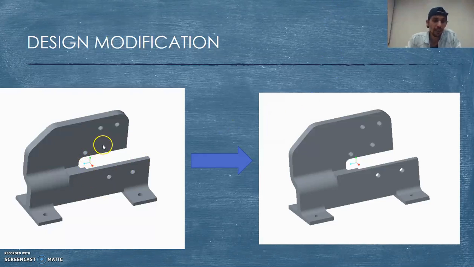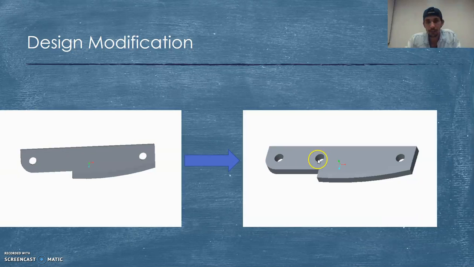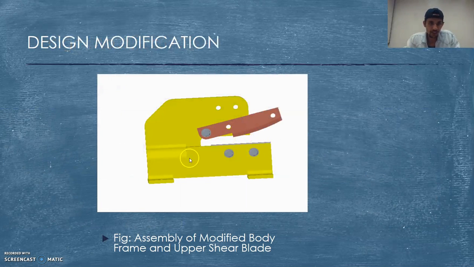The original product was able to cut sheet metals only; it was not able to cut rods. So I was interested in shearing the rods as well. I created a hole in the body frame and in the upper shear blade so that the rods can also be sheared. This is the figure of the assembly of the modified body frame and upper shear blade.